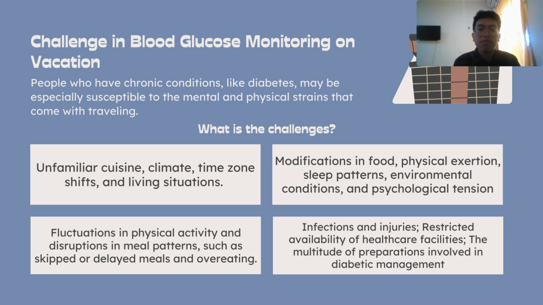The first one is unfamiliar cuisine, climate, time zone shift, and living situations. The second one is modification in food, physical exertions, sleep patterns, environmental conditions, and psychological tension. The third one is fluctuations in physical activity and disruptions in meal patterns, such as skipped or delayed meals and overeating. And the last one is infection and injuries, restricted availability of healthcare facilities, and the multitude of preparations involved in diabetic management. Okay, that's all from me. For the next speakers, the time is yours.